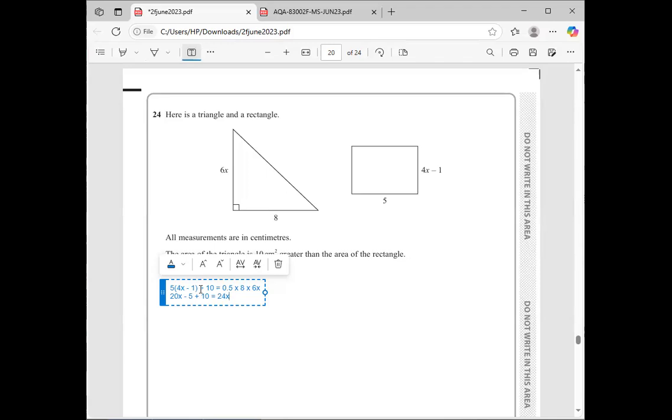So do you understand it up to this point? Yes. Okay, all right. So next thing I'm going to do is collect like terms, right? So the best way to collect like terms is for me to take 20x to the right-hand side. Do you agree with that? Yes. Okay.